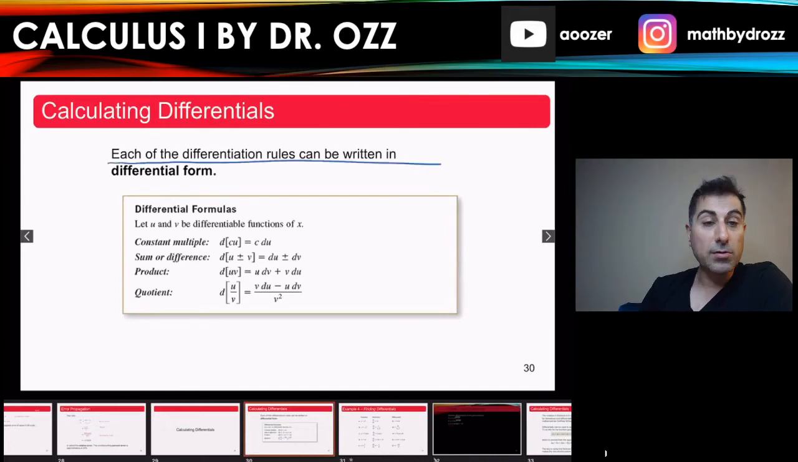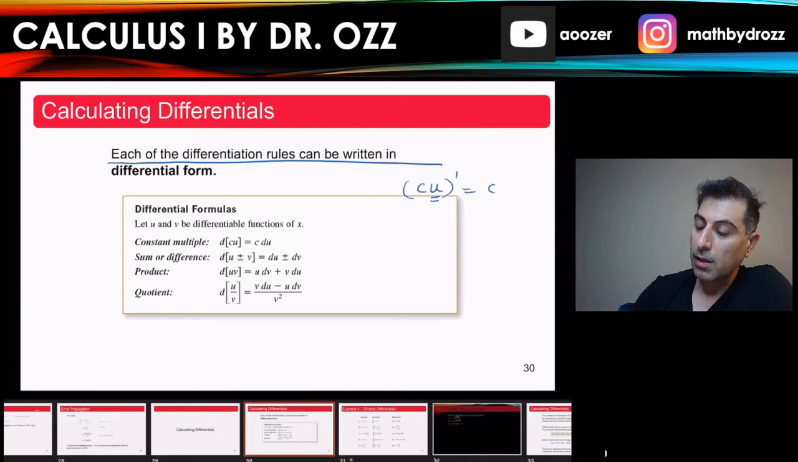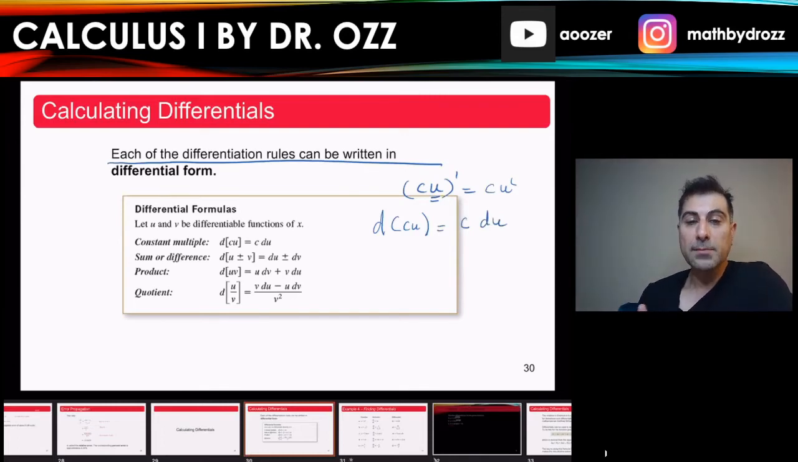We had the differentiation rules, but we can put them in a differential form. For example, we took the derivative of c times a function of x, which is u in this case, and we wrote it as c u prime. But if you don't want to write it this way, you can use differential notation. Instead of putting a prime here, I put c times du. So d of c times u is in fact c times du.